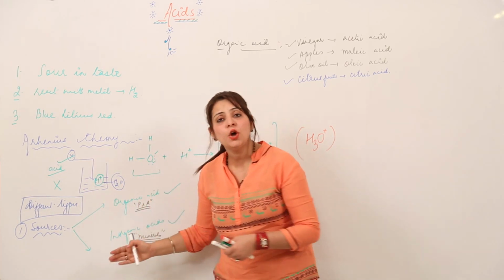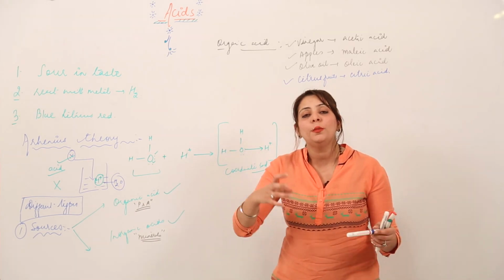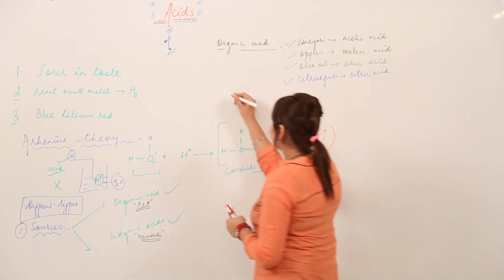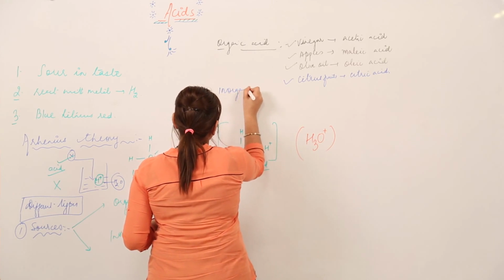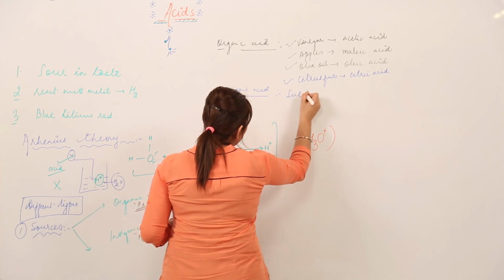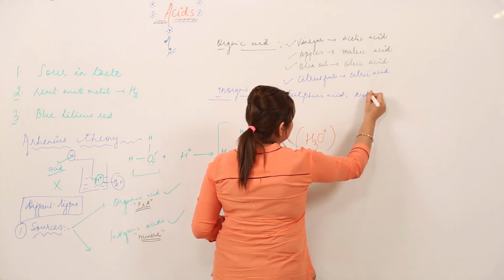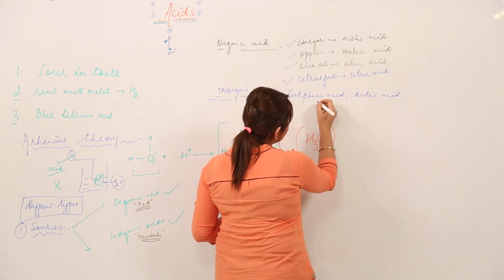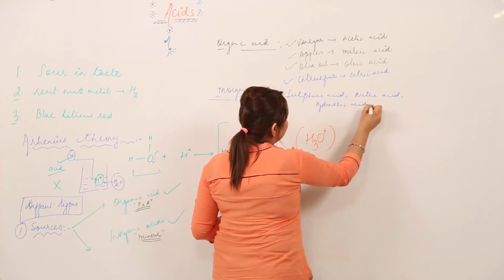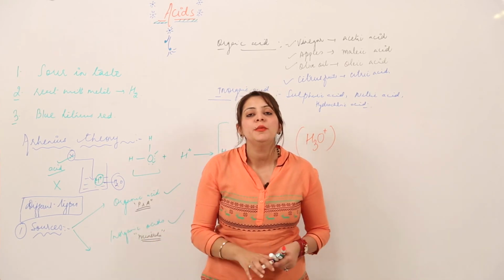Now, when we come to inorganic acids, these are those which are found in, or obtained from, the minerals present in the earth's crust. What are those acids? We have many inorganic acids, of which the main ones are sulfuric acid, nitric acid, and hydrochloric acid. These are the important inorganic acids which are obtained from the minerals of the earth.